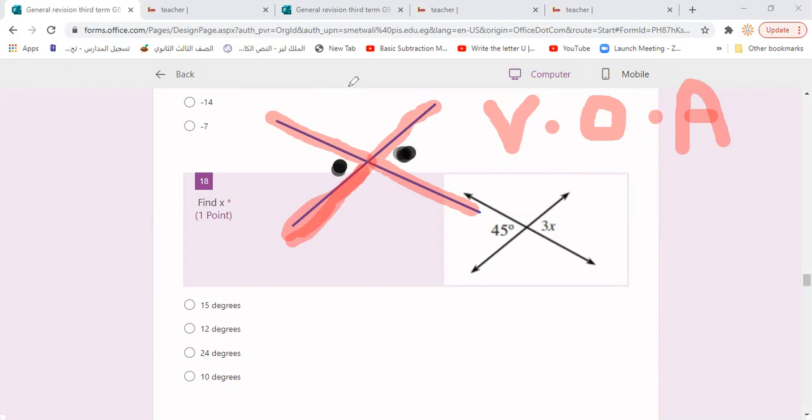So if we go back to the question here, he said that this one is 3x and the other one is 45. We will make it an equation now and solve it. It will be 3x equals 45. Then we divide both sides by 3, so x equals 45 divided by 3, which is 15. So the right answer for this question is 15.